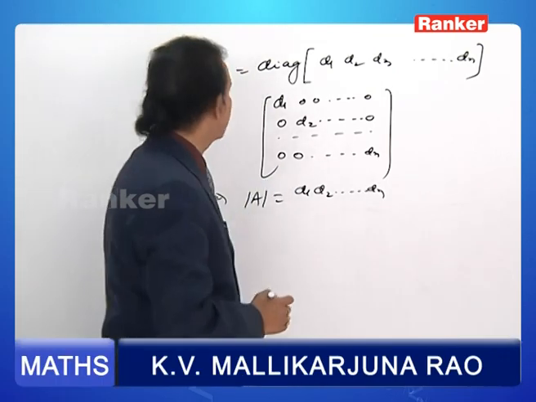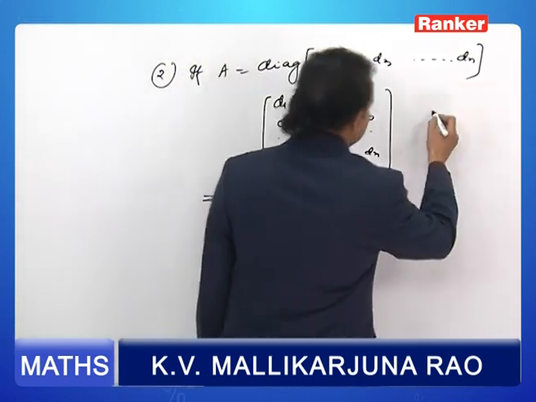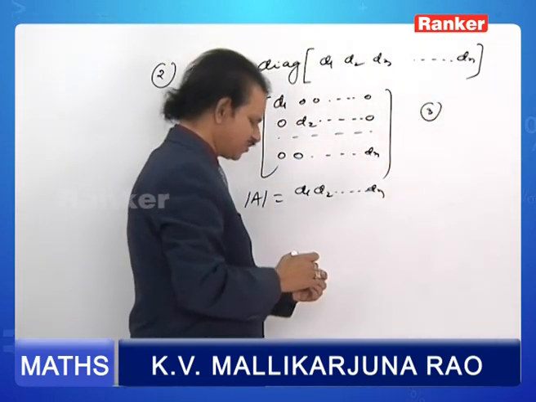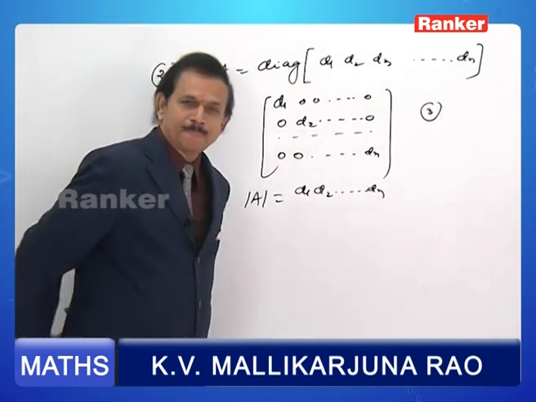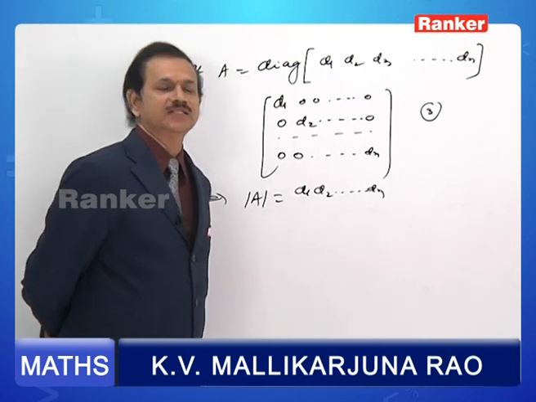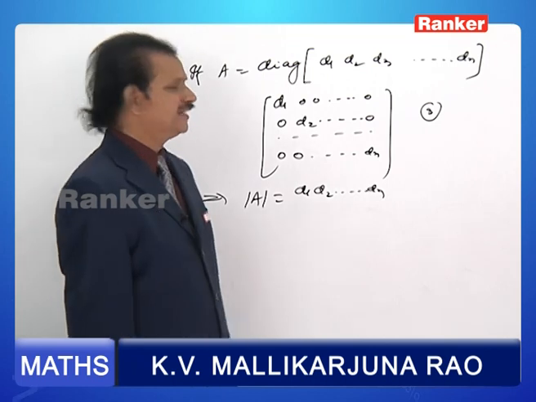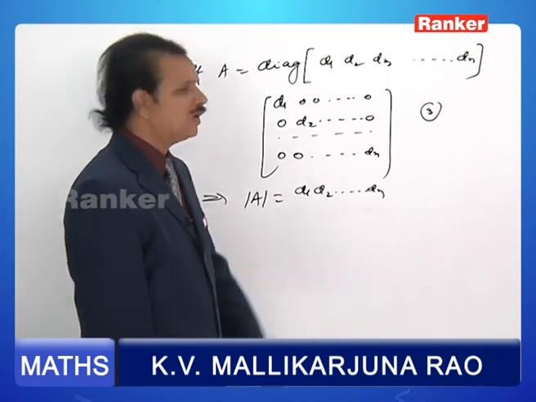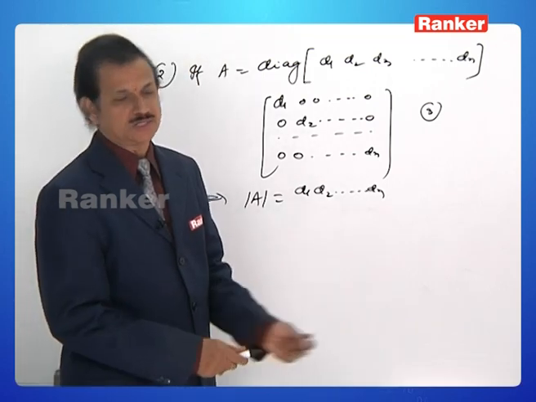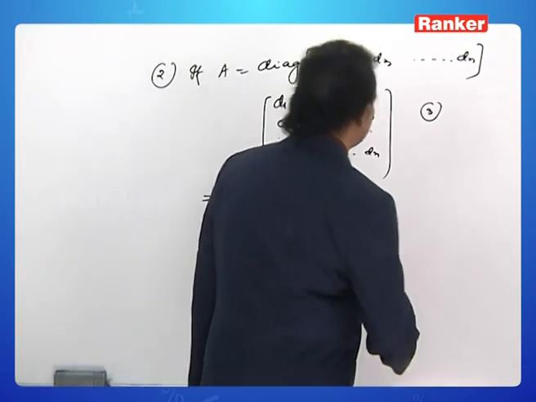Good. Next. So I think there is no strain or pain to understand this. If it is a diagonal matrix, the determinant of a diagonal matrix is nothing but the product of all diagonal elements. Okay then, next the third one.